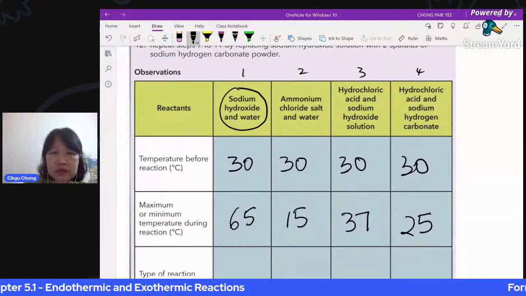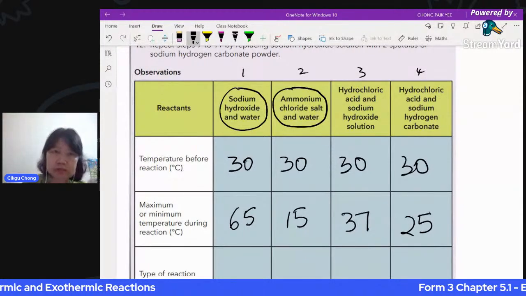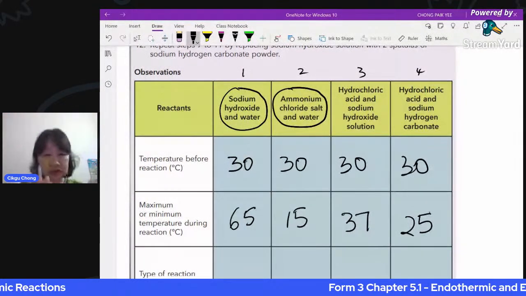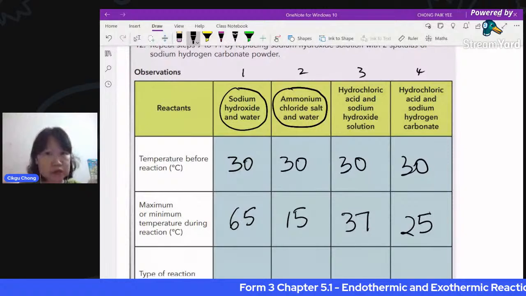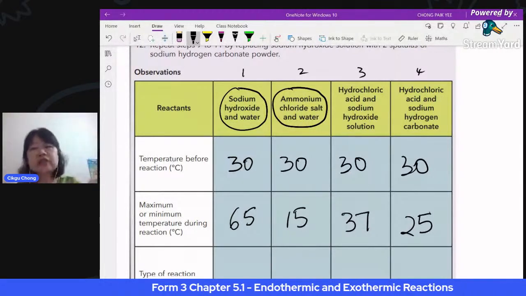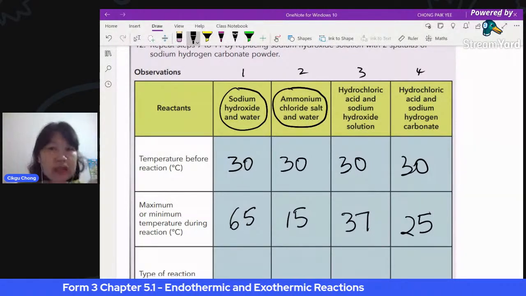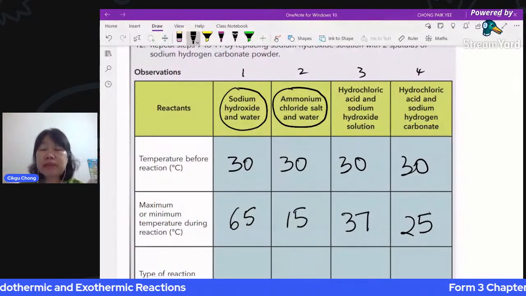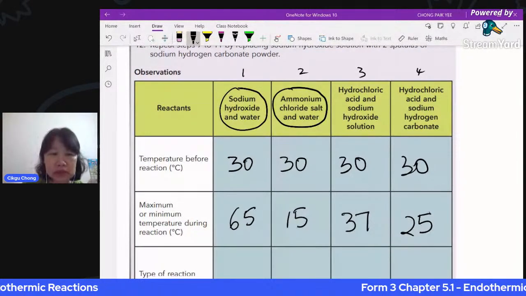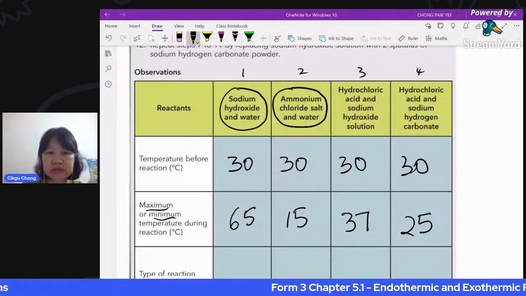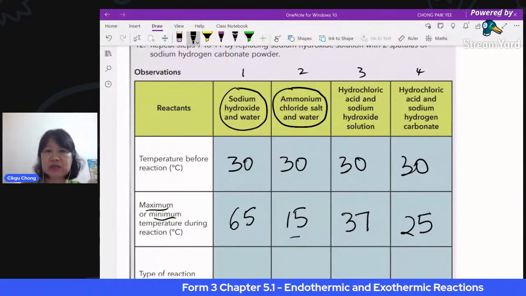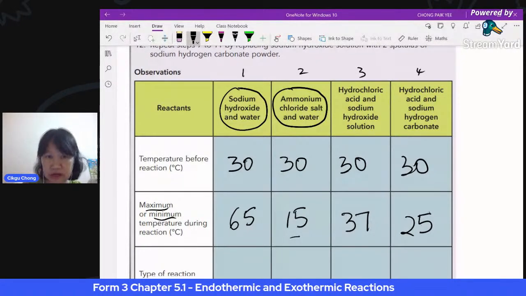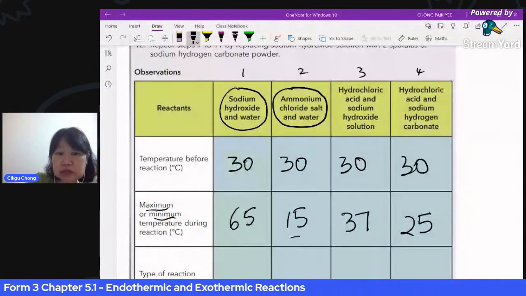Second one, you put ammonium chloride salt. Same thing, you put water first, take the initial temperature, and leave it for 2 minutes. After that, you mix in 2 spatulas of ammonium chloride. You mix it and take the maximum or minimum temperature. I'm giving you 15 here, so it's going to go down. The temperature goes down, whereas for the first one, the temperature goes up.